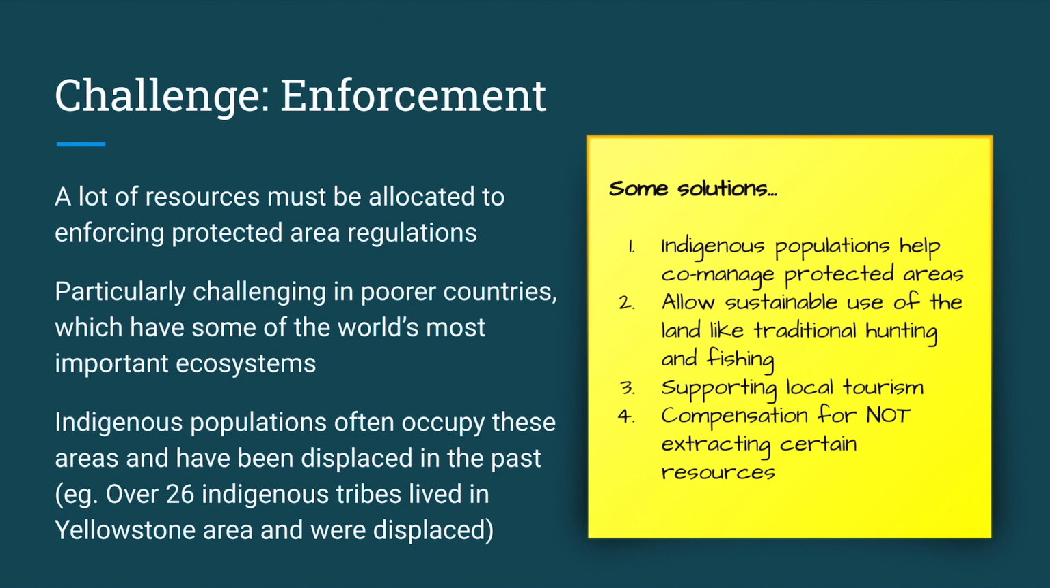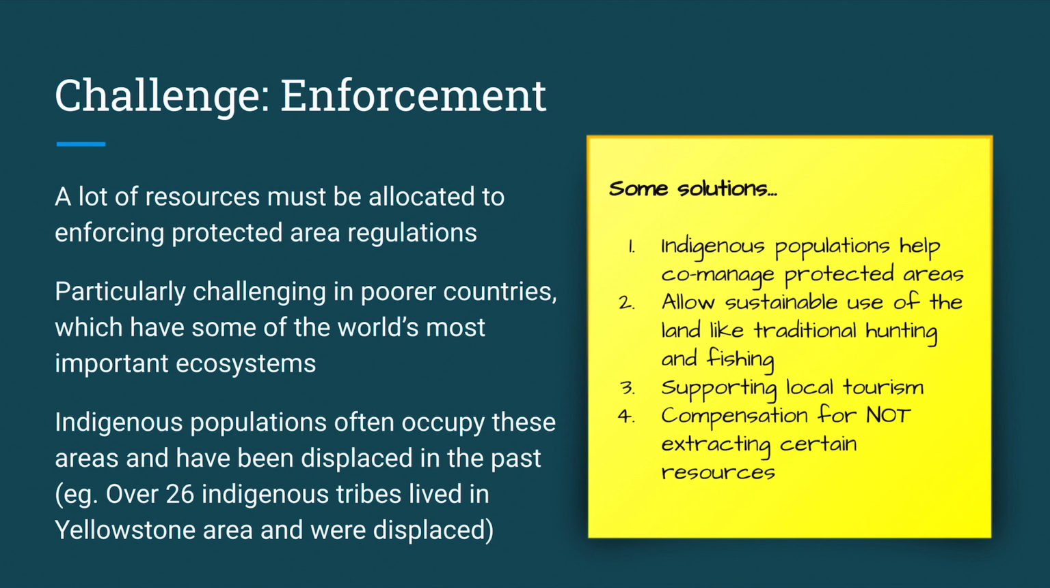Some solutions to the problem of enforcement in protected areas include partnering with indigenous populations so that they can help co-manage protected areas, allowing the sustainable use of the land for traditional hunting and fishing, supporting local tourism, and compensating for not extracting certain resources.